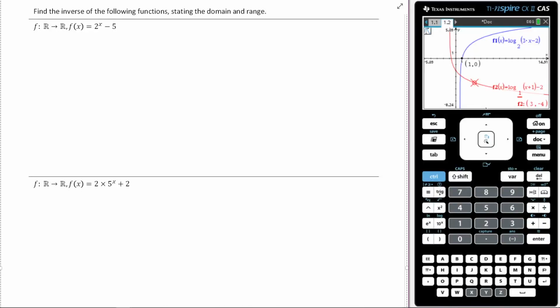All right, last thing here, people. Find the inverse of the following function, stating the domain and range. All right, let's do this. So here it is. There it is. If we want to find the inverse of this, what do we do?